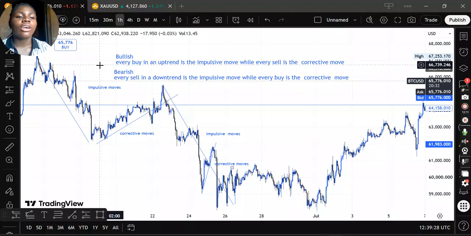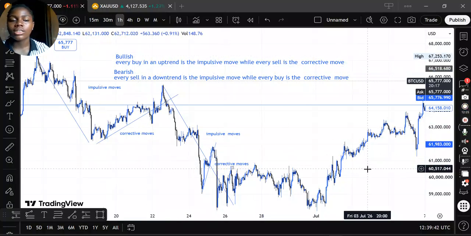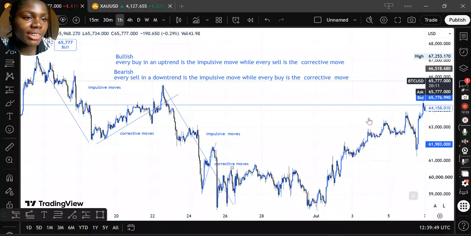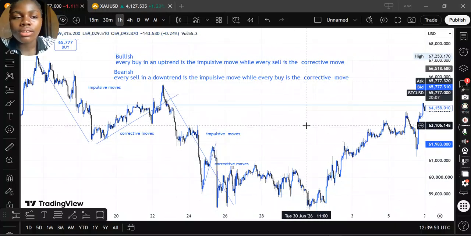There. So every sell in a downtrend is an impulsive move, while every buy is a corrective move. Every buy in an uptrend is an impulsive move, while every sell is the corrective move. There you go. That's how simple it is. This has wasted so much of our time, but regardless, that's how simple it is, and that's why I like to keep it that simple. So yeah, that's pretty much it.